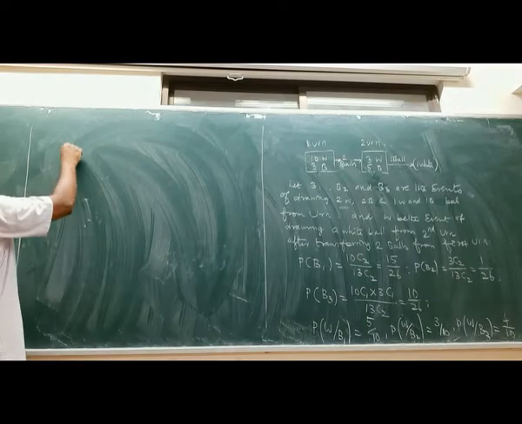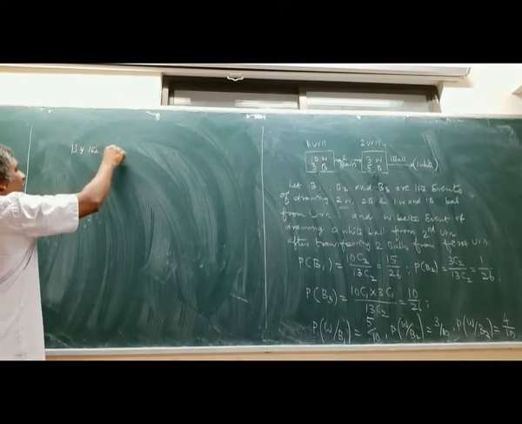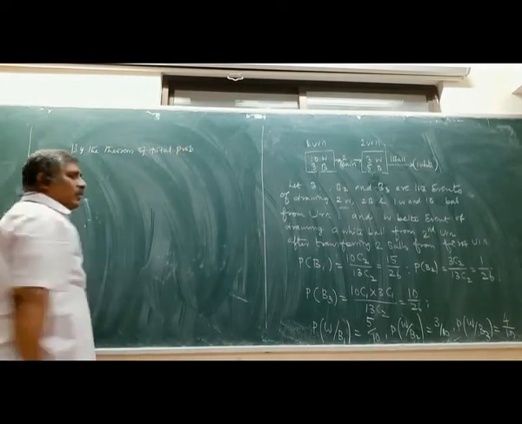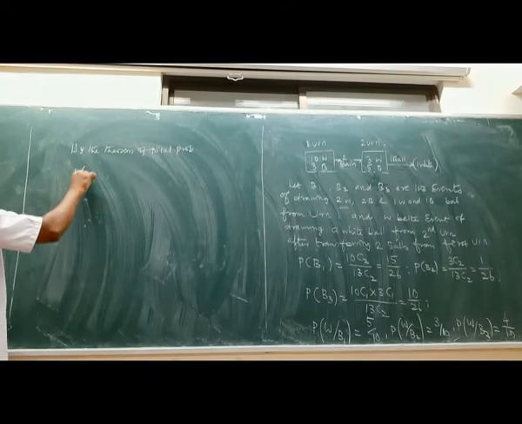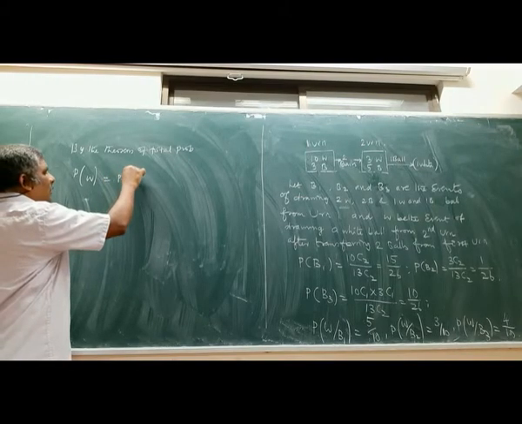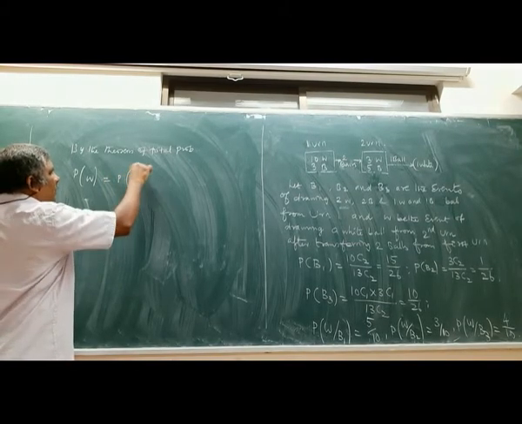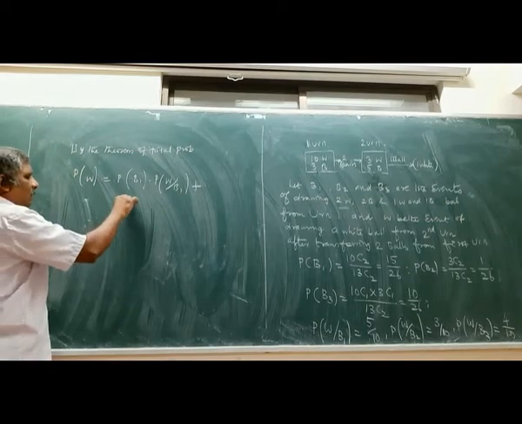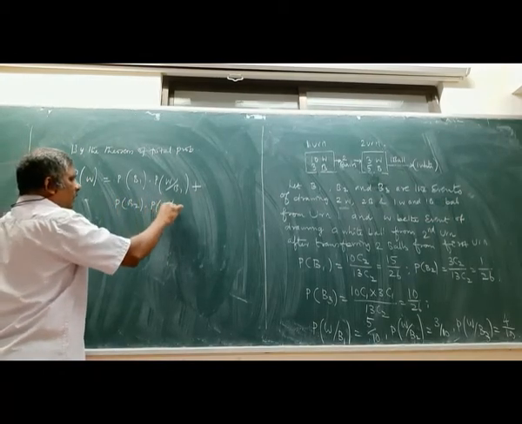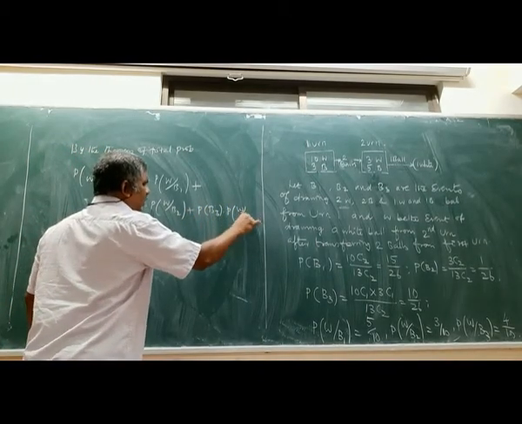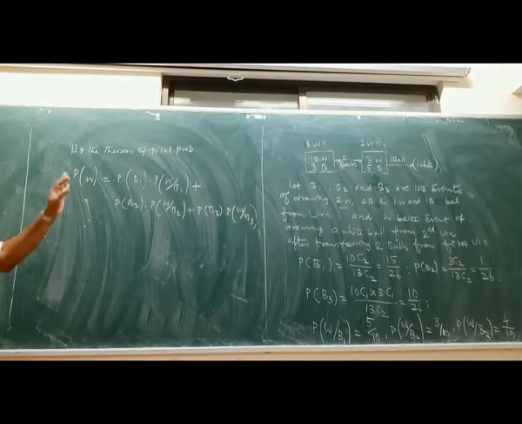By the theorem of total probability, the formula is: probability of white ball equal to probability of V1 into probability of W by V1, plus probability of V2 into probability of W by V2, plus probability of V3 into probability of W by V3. This is the concept of the theorem of total probability.